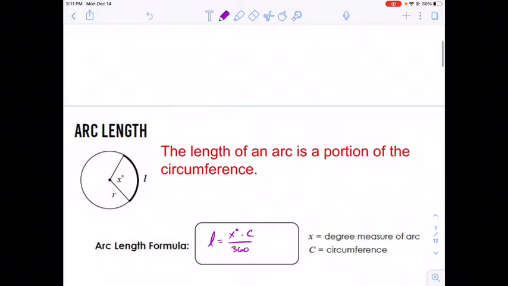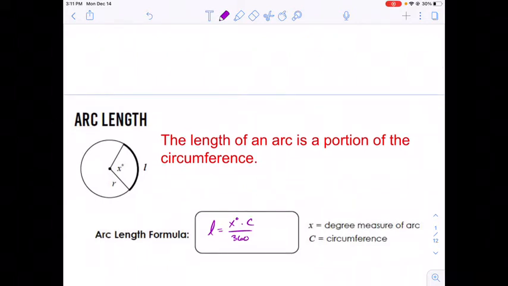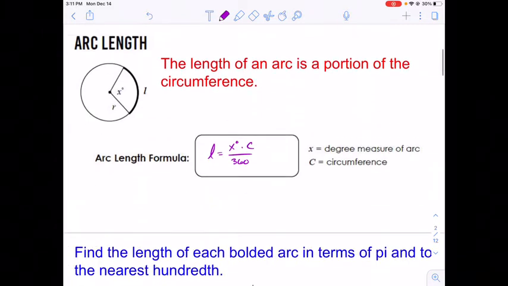So our formula here for the length is going to be the number of degrees, which is our arc, times the circumference, divided by 360. So we're finding kind of the percentage of the circle that's covered here with our circumference and the given radius. So let's take a look at how this works.